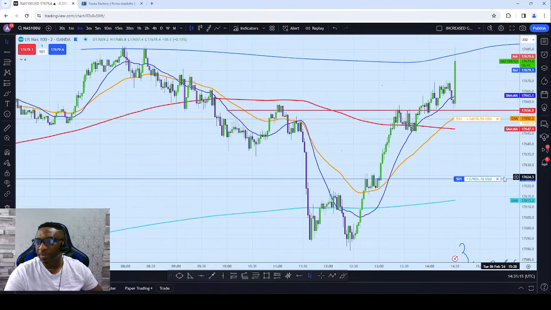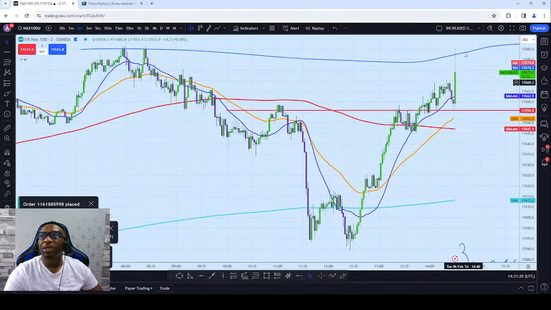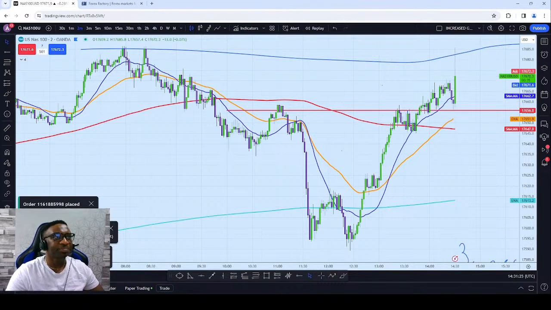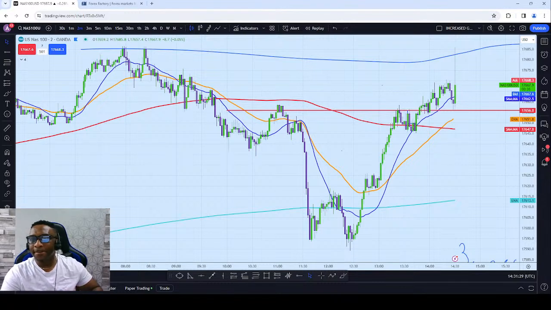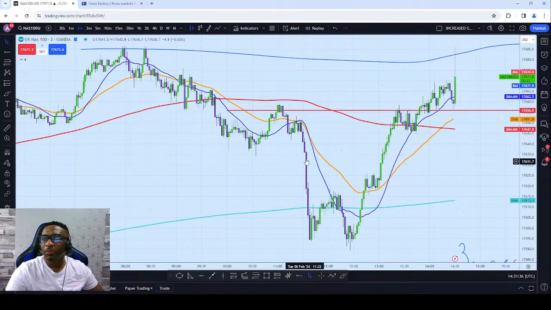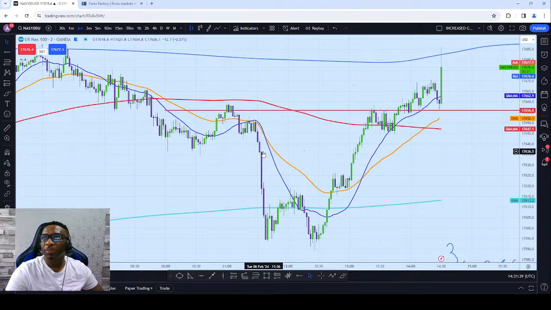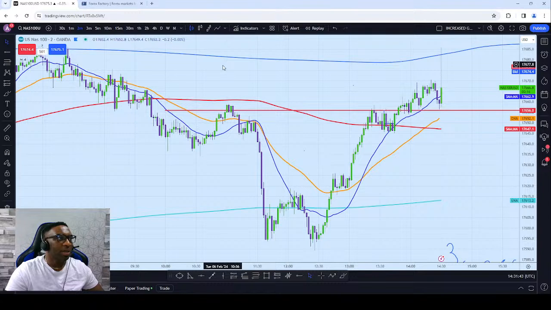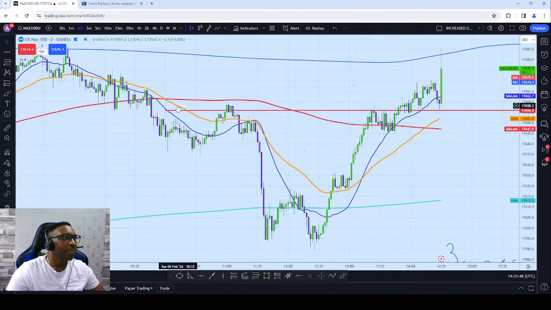So the second TP has just been hit. We could take our profit from there, because the second TP has been hit.